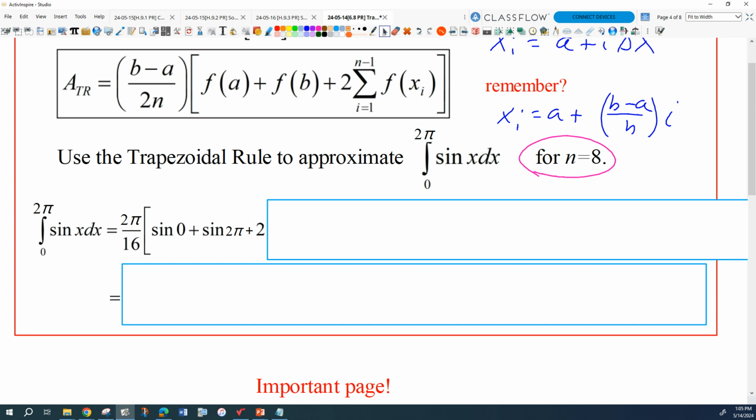what is x sub i? Let's calculate that for our problem. What is x sub i? 0 plus times b minus a over n. What's b minus a over n? 2 pi divided by 8. That's just pi over 4, isn't it? Right? Times i. So it's just pi over 4 times i. Right?